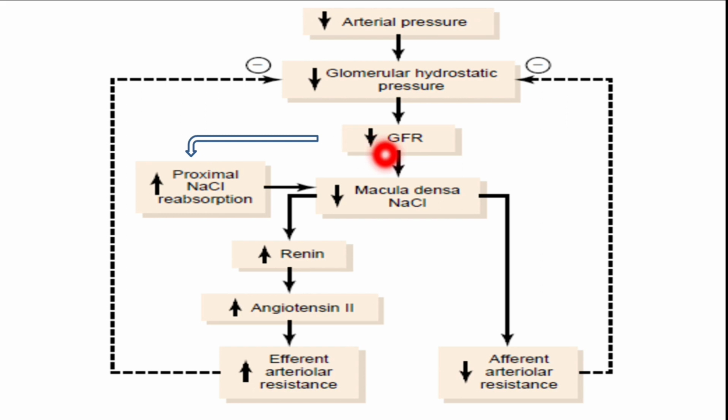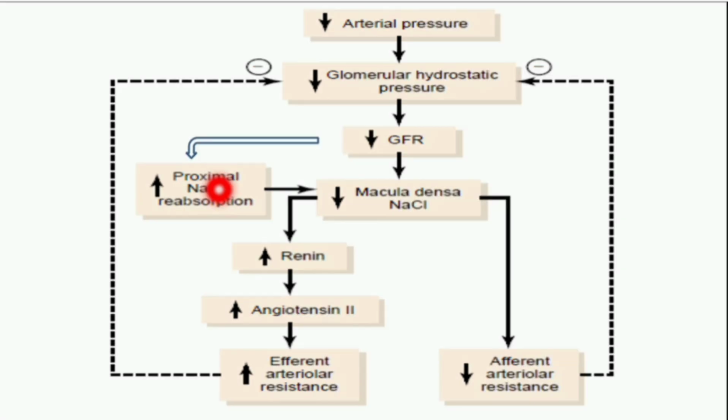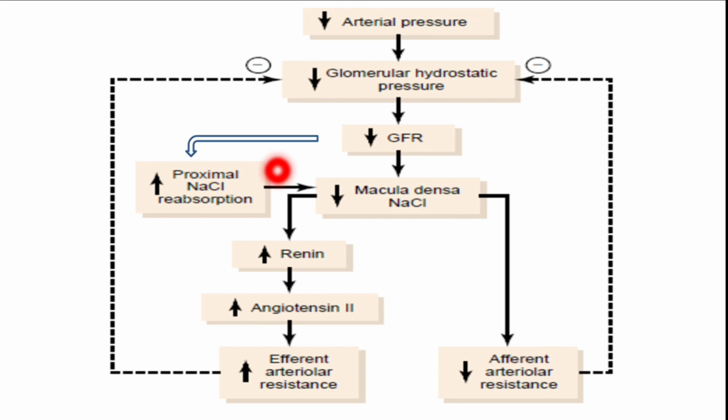So when in the proximal convoluted tubule the NaCl reabsorption is increased, it means that the NaCl which will reach the subsequent portions of the nephron, that is the loop of Henle and distal convoluted tubule, will automatically be decreased, because more NaCl is reabsorbed in the PCT. So now less sodium will reach the DCT, and when this less sodium reaches the initial portion of the DCT, there, as we have just discussed, are the macula densa cells.